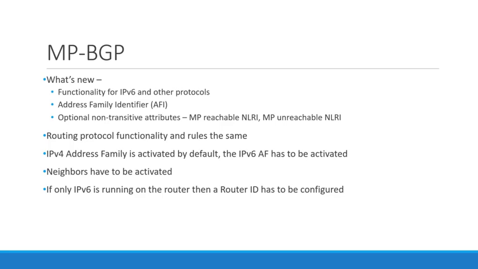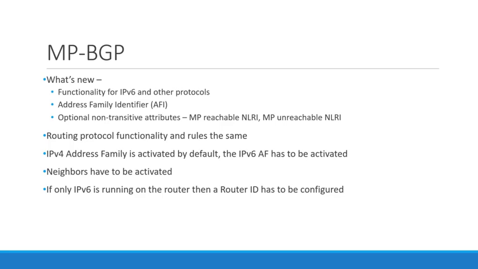It adds an address family identifier and two optional non-transitive attributes: an MP reachability NLRI attribute, which describes route reachability, and an MP unreachable NLRI attribute, which withdraws a specific IPv6 route from service. The rest of the routing protocol functionality and rules are the same. It still uses port 179, still makes path selection decisions the same way. So all those other things are just the same. We've just added some functionality to it.